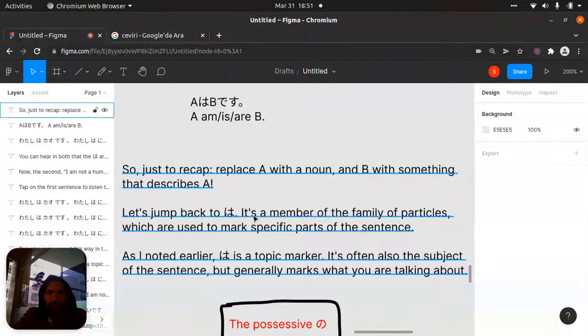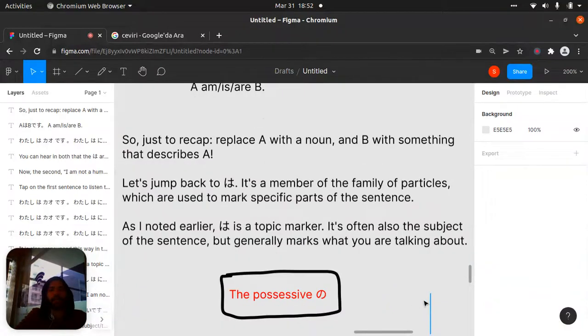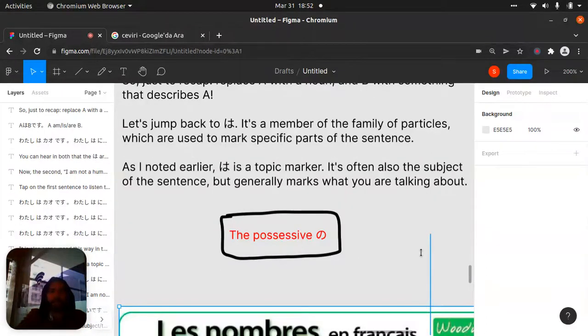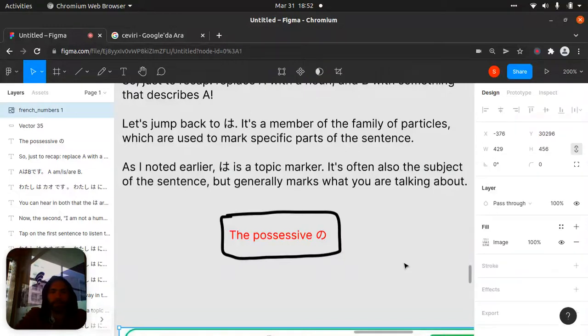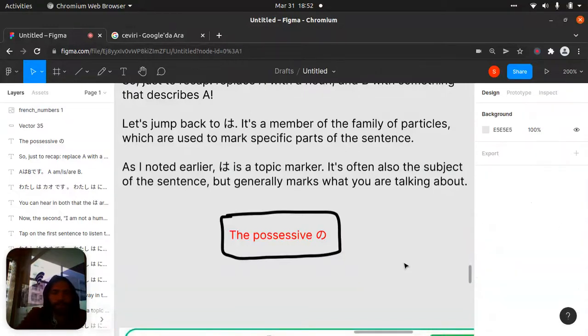Let's jump back to wa. It's a member of the family of particles which are used to mark specific parts of the sentence. Topic marker. I told you, as I noted earlier, ha is a topic marker, often also the subject of the sentence, but generally marks what you are talking about. So I am, you are, anything like that. So it's all, guys, it's all our topics. So another topic will be the possessive. In this lecture, we learned all about this. Don't worry, all is okay.